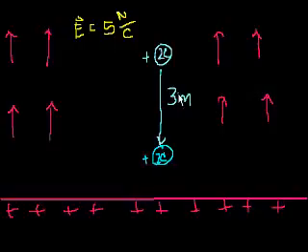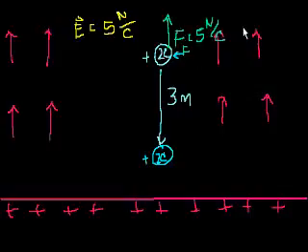Well, what is the force of the field right here? What is the force exerted on this 2 coulomb charge? Well, electric field is just force per charge, right? So if you want to know the force of the field at that point, the force of the field is going to be equal to 5 newtons per coulomb times 2 coulombs, which is equal to 10 newtons.